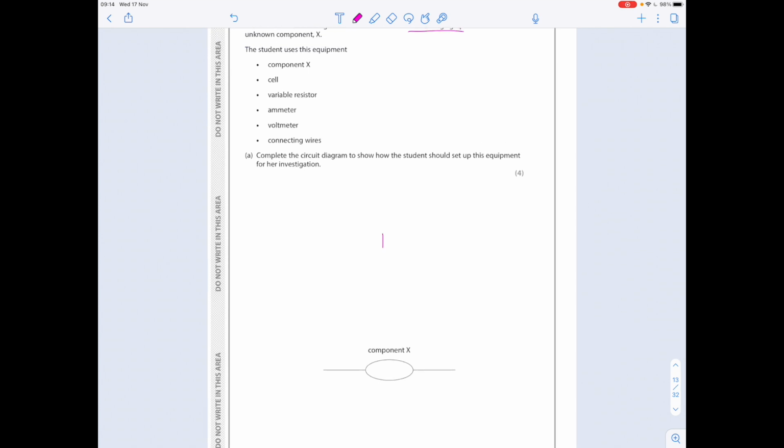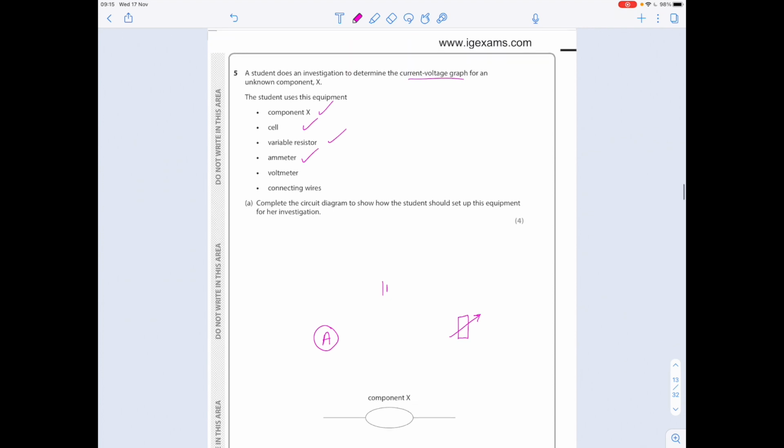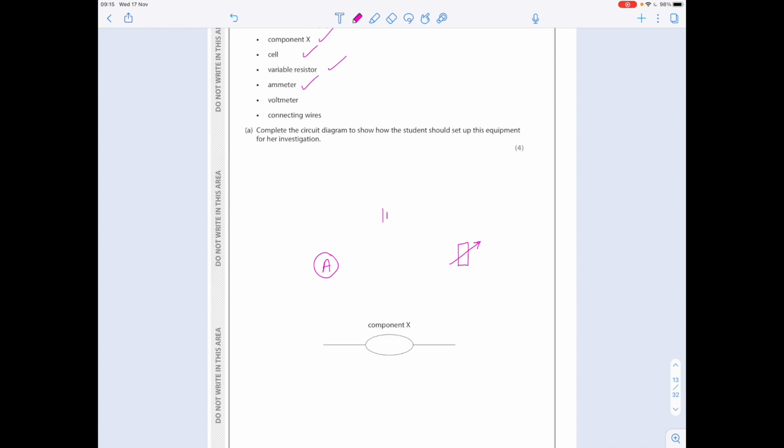Okay, so we need a cell, so I'm going to put that in its usual position, which is around here. Then in series we're going to add a variable resistor, which remember looks like a rectangle with an arrow going through it, and I'm going to tick them off. The ammeter, remember, occurs in series as well, so that's going to be part of the main circuit. Because we're interested in a voltage current graph for component X, when we add the voltmeter, which we know needs to be added in parallel, it needs to be around component X, like this. And then we just complete the circuit with those connecting wires that we're allowed to add.